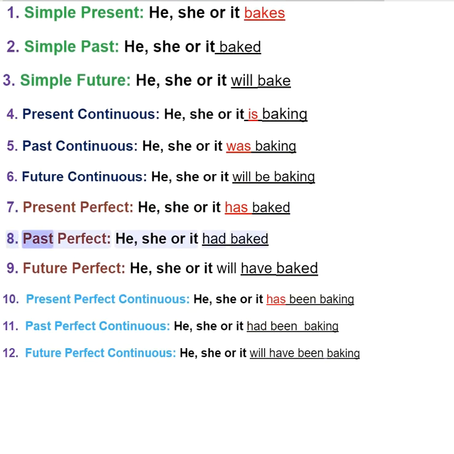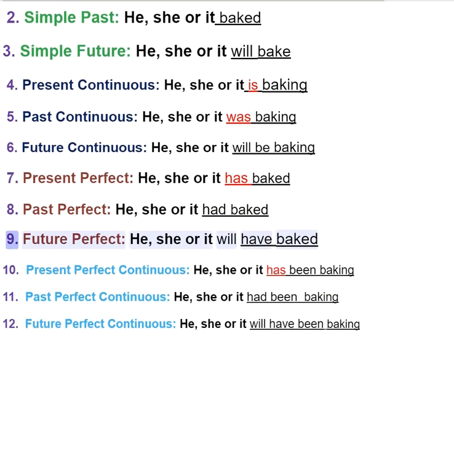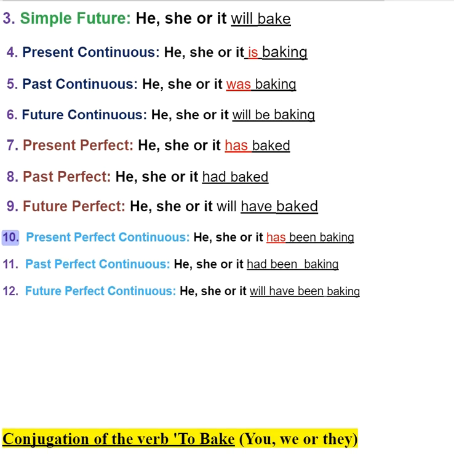8. Past perfect, he, she, or it had baked. 9. Future perfect, he, she, or it will have baked. 10. Present perfect continuous, he, she, or it has been baking.